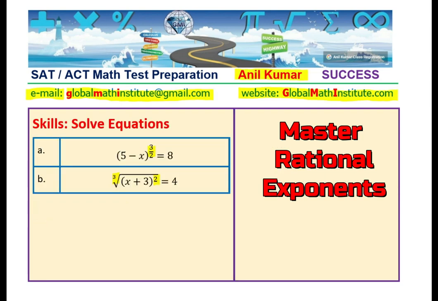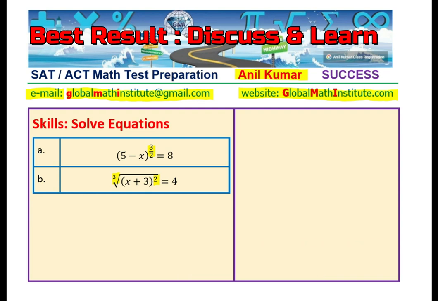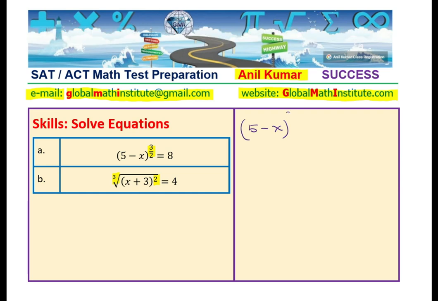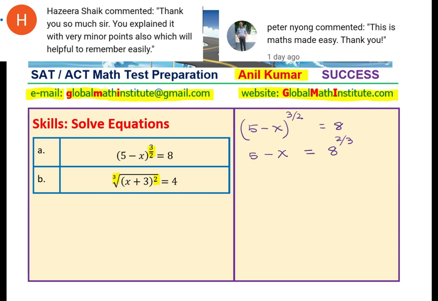That brings us back to our questions. Let us see how do we solve these equations, and then we will take examination style questions with such equations. Let's begin with the very first one, which is (5 minus x) to the power of 3 by 2 equals 8. So we can take the power of 2 by 3 on both the sides. We'll be left with 5 minus x on the left side, and on the right hand side 8 to the power of 2 by 3. So that is always the first step in solving such an equation.